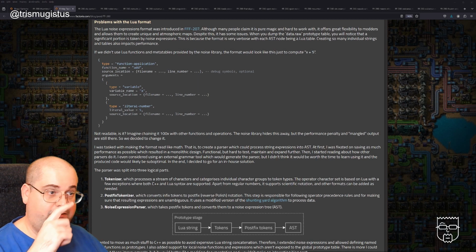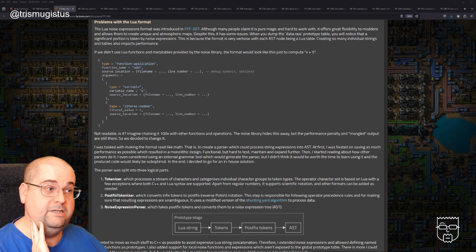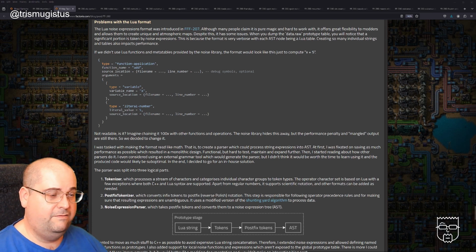Problems with the Lua format. The Lua noise expressions format was introduced in Friday Facts 207. Although many people claim it is pure magic and hard to work with, it offers great flexibility to modders and allows them to create unique and atmospheric maps. Despite this, it has some issues. When you dump the data.raw prototype table, you will notice that a significant portion is taken by noise expressions.